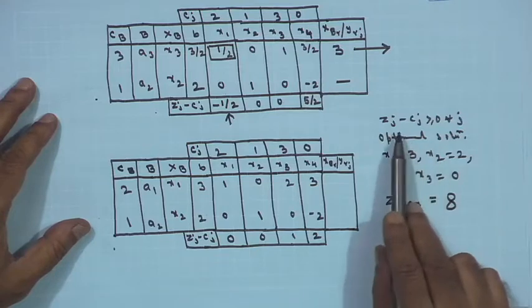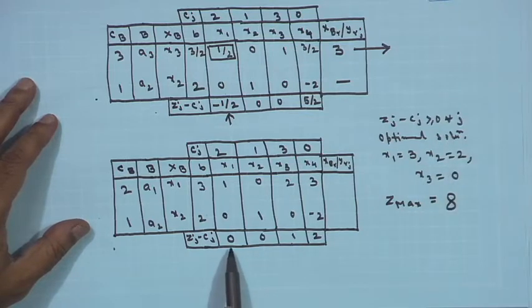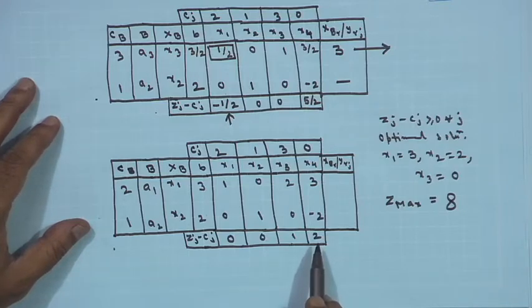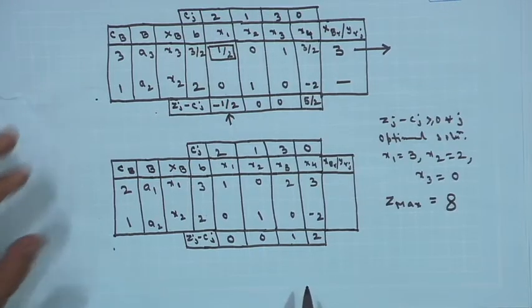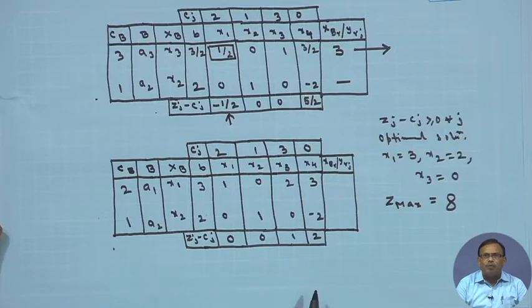So, please note that since Zj minus Cj is greater than or equal to 0 for all j and Zj minus Cj equals 0 for basic variables x1, x2, Zj minus Cj is greater than 0 for non-basic variables x3 and x4. So, the optimal solution whatever you will obtain is unique, and the optimal solution is x1 equals 3, x2 equals 2 and x3 equals 0, and the maximum value of z whatever you are obtaining is equal to 8. So, I hope now you have understood how to solve LPP problems using the big M method.